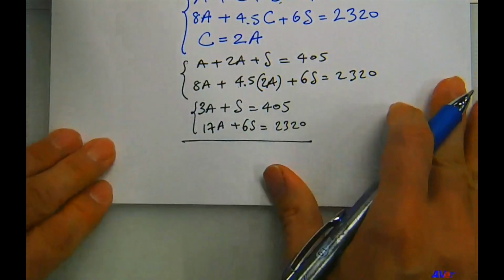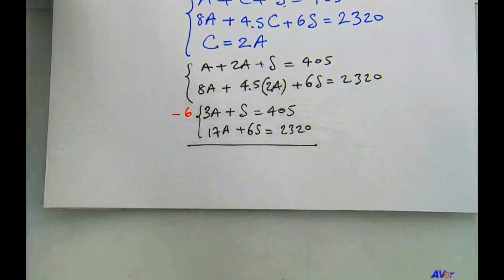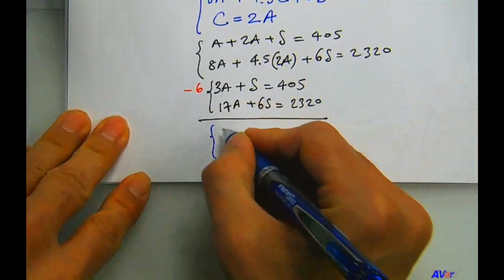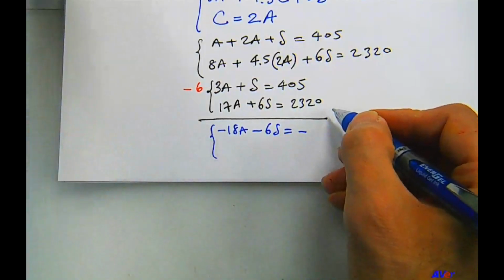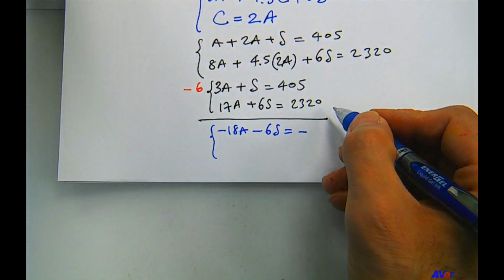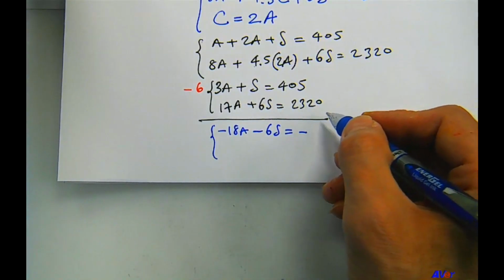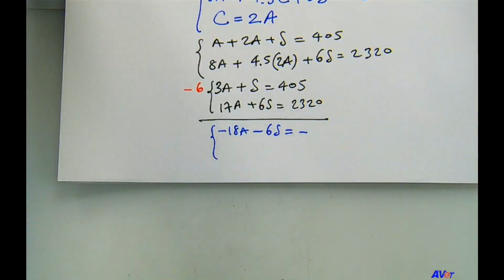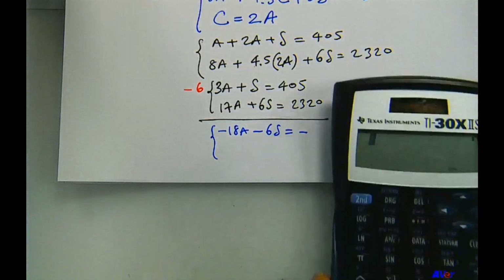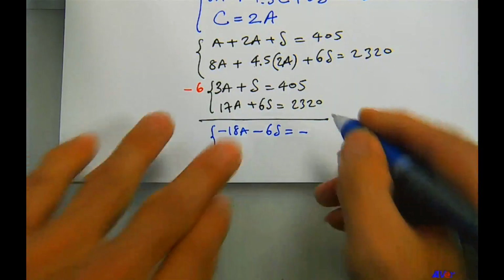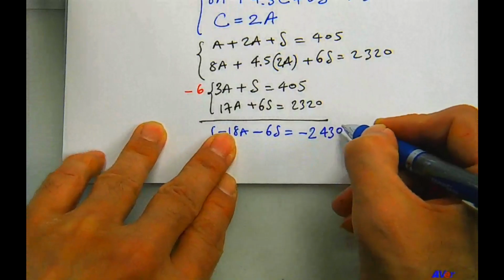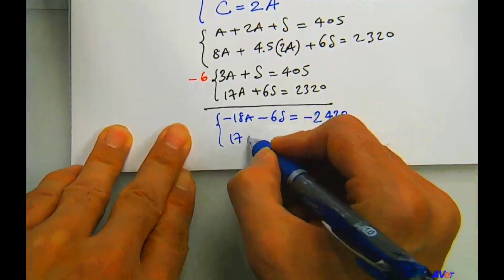We can easily solve these. Let me multiply the top equation by minus 6, and then we get minus 18A minus 6S equals minus 405 times 6. Let's see, let me double check this number. So 405 times minus 6 is 2,430. So minus 2,430. And then the bottom equation stays as it is.